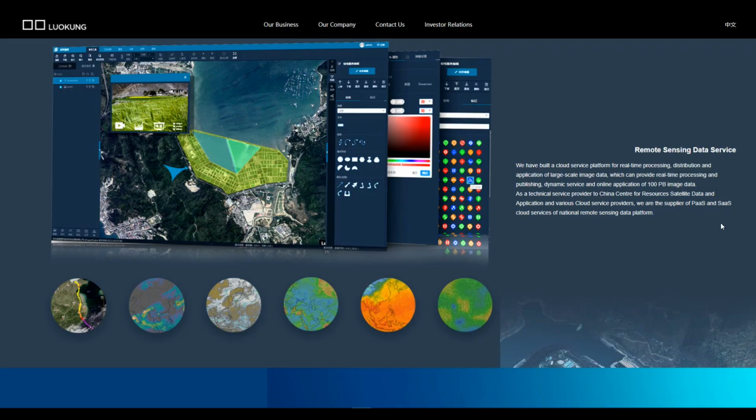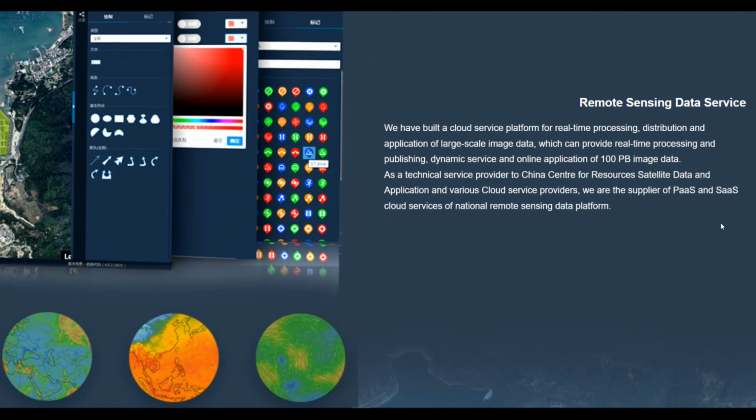Okay guys, so now moving on to remote sensing data services. They have built a cloud service platform for real-time processing, distribution and application of large-scale image data, which can provide real-time processing and publishing dynamic service and online applications of 100 PB image data. As a technical service provider to China Center for Resources, Satellite Data and Application and various cloud service providers, we are the supplier of PaaS and SaaS cloud services of the National Remote Sensing Data Platform.